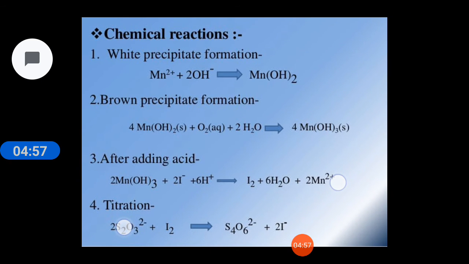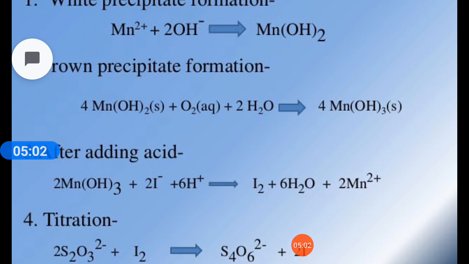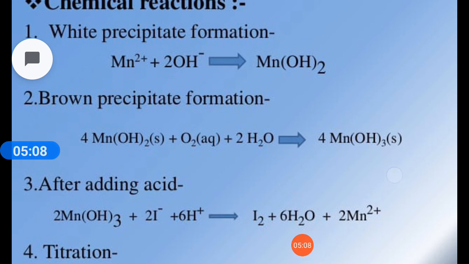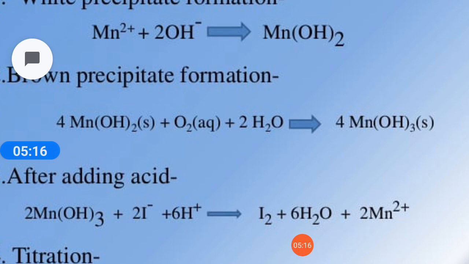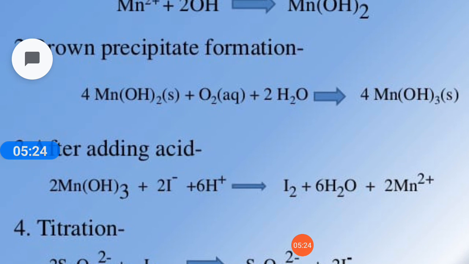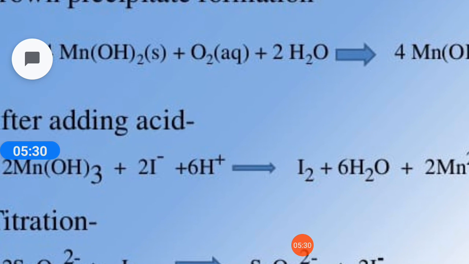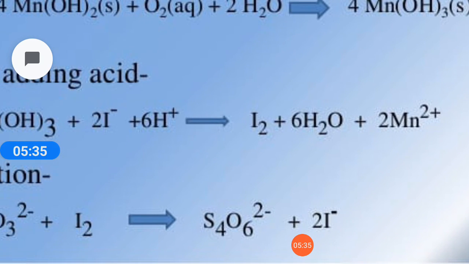Chemical reactions: white precipitate formation, Mn2+ + 2OH- = Mn(OH)2. And second, brown precipitate formation, 2Mn(OH)2 + O2 + 2H2O = 4Mn(OH)3. And after adding acid, 2Mn(OH)3 + 2I- + 6H+ = I2 + 6H2O + 2Mn2+.